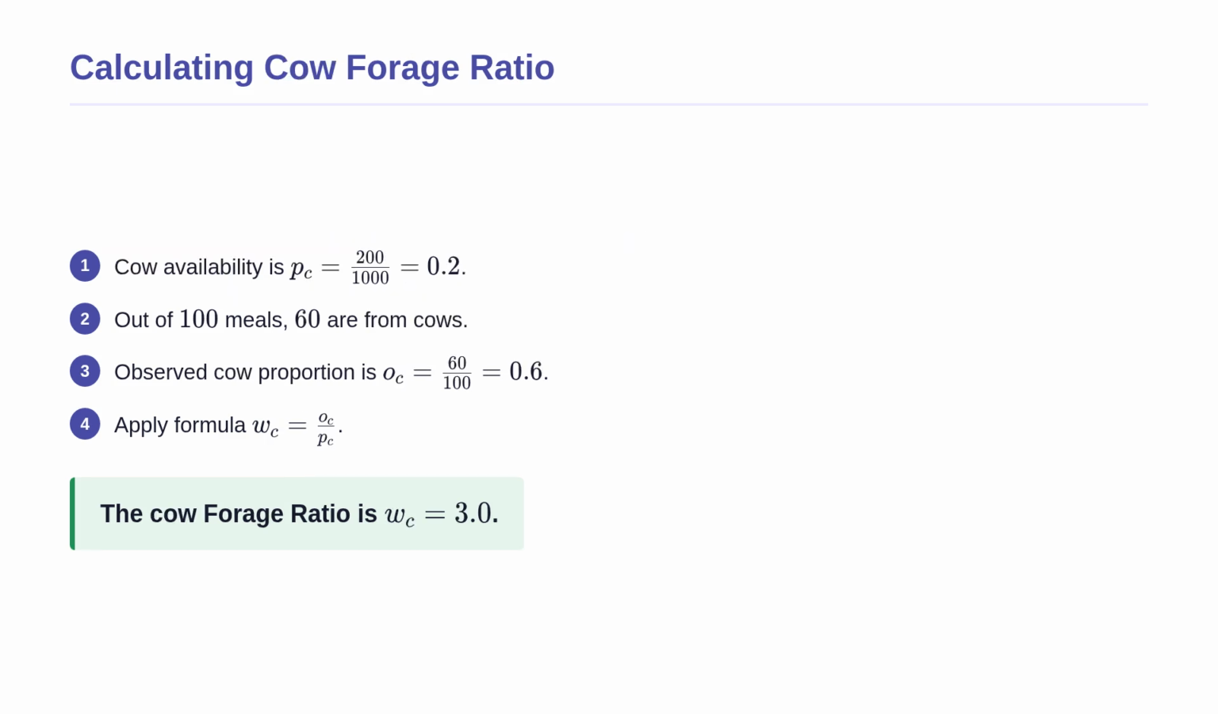Now that we have calculated the ratio for humans, let us repeat the exact same process for the cows in the village. The village has 200 cows out of 1,000 total hosts, so the availability proportion is 0.2. Out of the 100 blood meals tested, 60 came from cows, giving an observed proportion of 0.6. We apply our forage ratio formula by dividing the observed 0.6 by the available 0.2. This gives us a final forage ratio of 3.0.